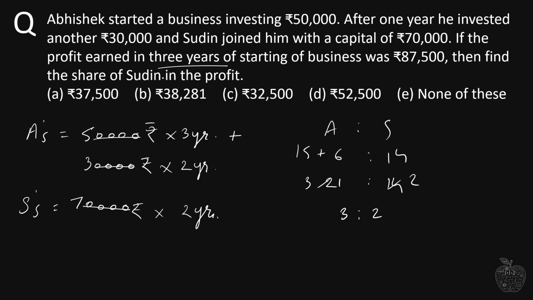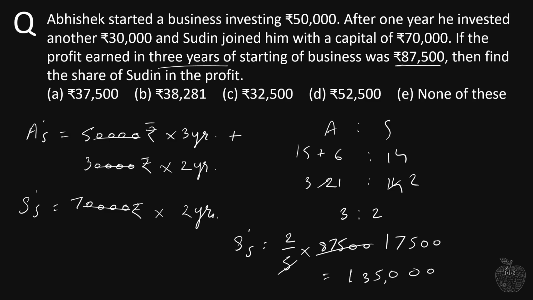We are asked what is the share of Sudhin. To calculate the share of Sudhin, we have learned this in the ratio. We get the ratio of Sudhin, which is 2, divided by total ratio, which is 3 plus 2, 5, multiplied by total profit, which is 87,500. Now we'll simplify. 5 1s are 5, 7s are 35, so Sudhin's share here is 35,000. So option E, none of these, is the correct one, and the correct answer is 35k.